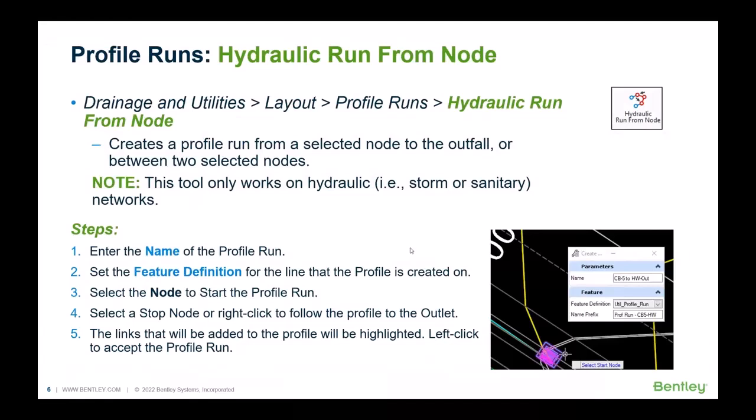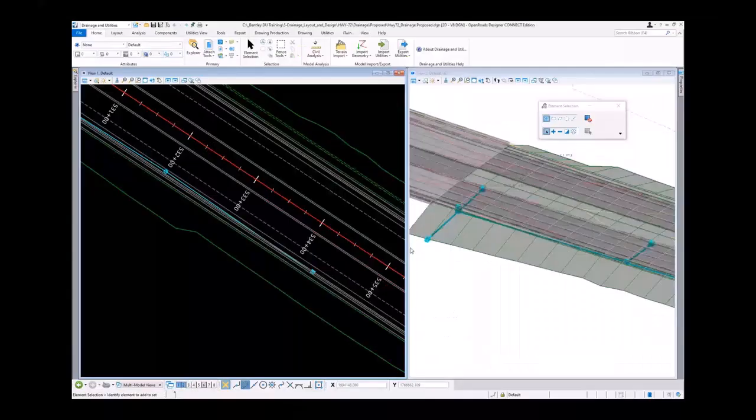Hydraulic run from node. Basically this creates a profile run when you select a node that's hydraulically running to an outfall. You would pick a node, and then everything that is picked up from that node to the outfall would be initially included in the profile run. Now you could stop it at another structure, but that's the steps: it initially picks the hydraulic run. You would set a feature definition. Anytime you do a profile run, it creates a linear element. That's why it's asking for a feature definition. You pick where your start and stop nodes are, and then you create the profile run. So let's see how that's done.